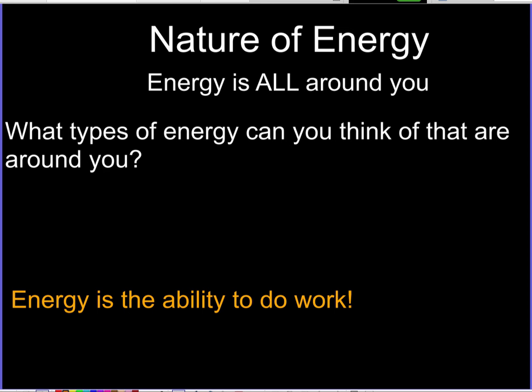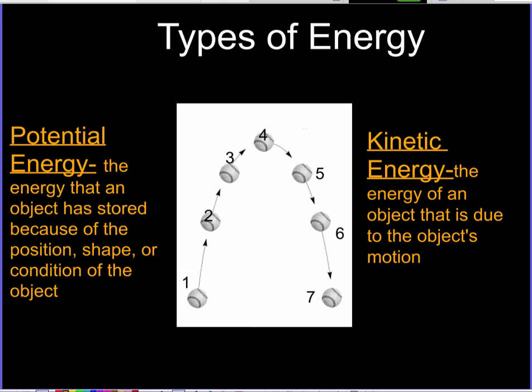Energy is all around us. Energy is the ability to do work. When we talk about energy, we're really talking about two types of energy that we're going to discuss. We're going to talk about potential energy, which is stored energy, and then we're going to talk about kinetic energy, which is energy of motion.